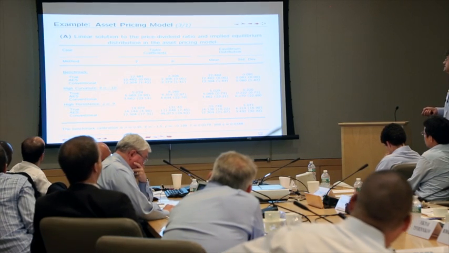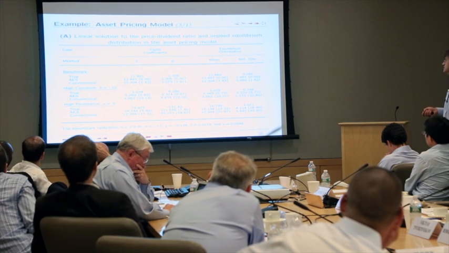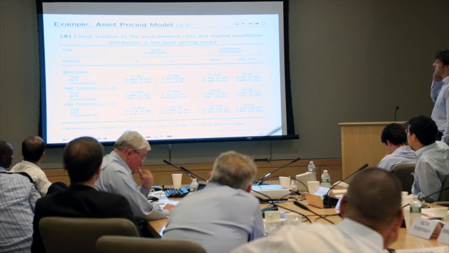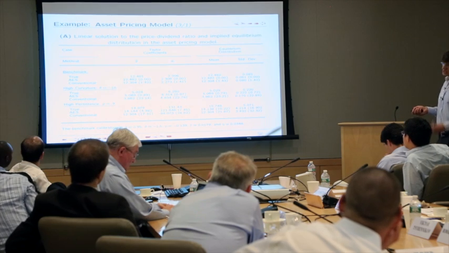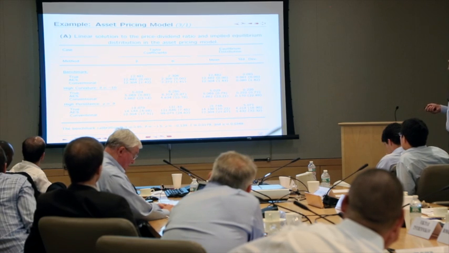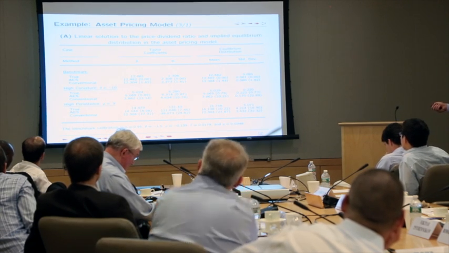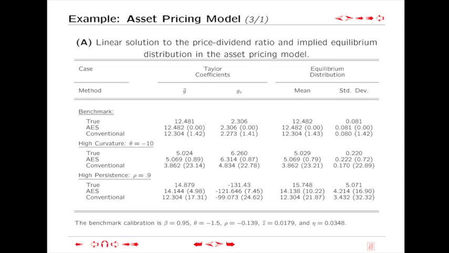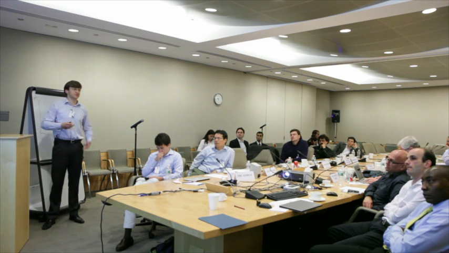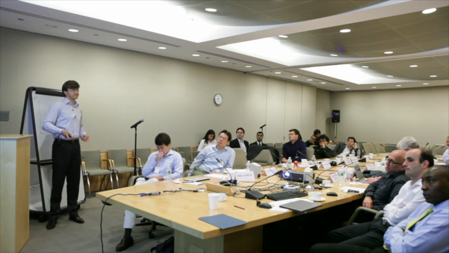So for high persistence, I'm doing worse, still better than the conventional approach, but the mistake is fairly large. Interestingly, which you can prove formally, the properties of the accuracy correspond also to the equilibrium distribution, computing mean and the standard deviation. So if you compute from the linear solution the mean and the standard deviation, that is the equilibrium distribution, these approximation errors carry over, okay?